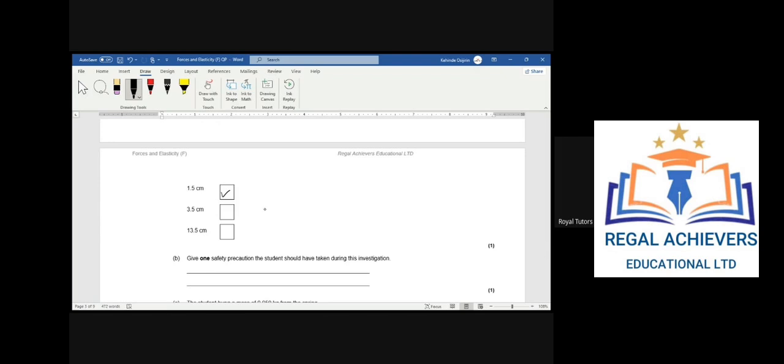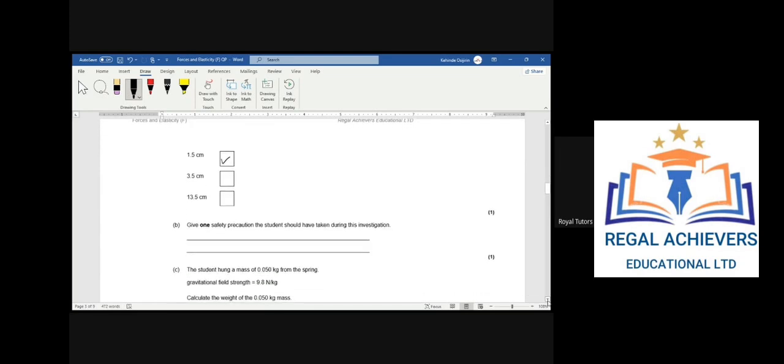Then they say you should give one safety precaution the student should have taken during the investigation. One of it is that the student needs to ensure that they clamp the stand to the desk, or they can also be advised to wear safety goggles or glasses during the investigation. Another precaution can also be that they need to stand up or away from the apparatus so that they will not influence or affect the recordings as well. So let's go to the next one.